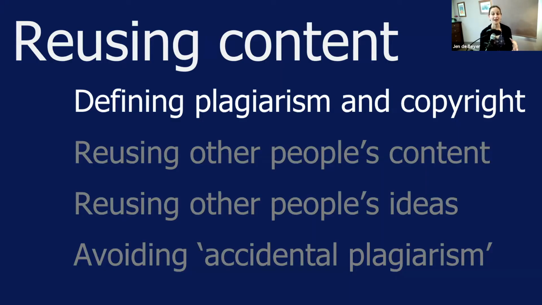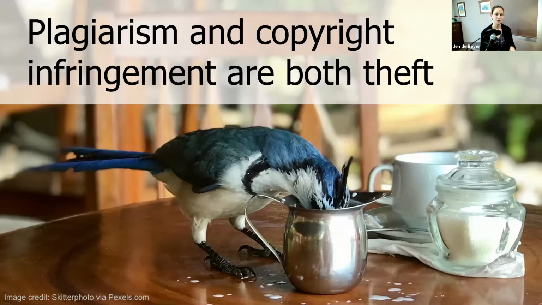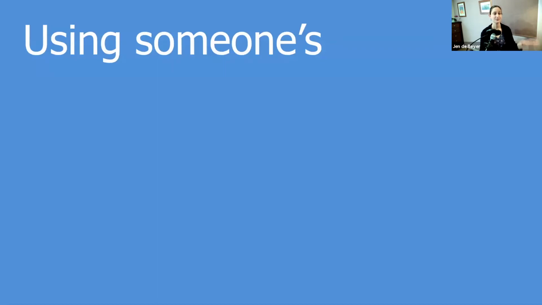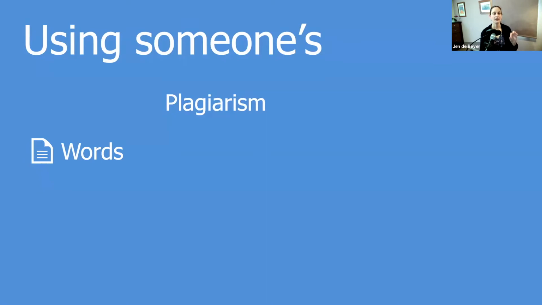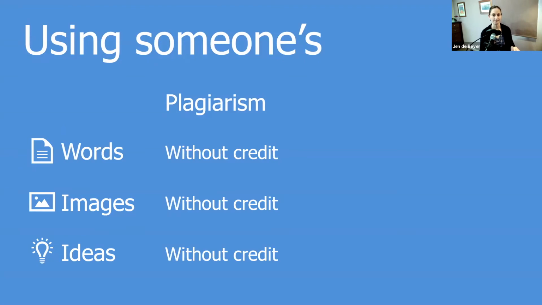So plagiarism and copyright. Basically, plagiarism and copyright infringement are both theft. They're both stealing something from somebody else. So that's bad. We want to avoid both of those things. Plagiarism is using somebody else's words, images, or ideas and not crediting them. So as long as you say where you got an idea or a quote or an image from, you're not plagiarizing. So that's that line. Credit, not plagiarism. No credit, plagiarism.